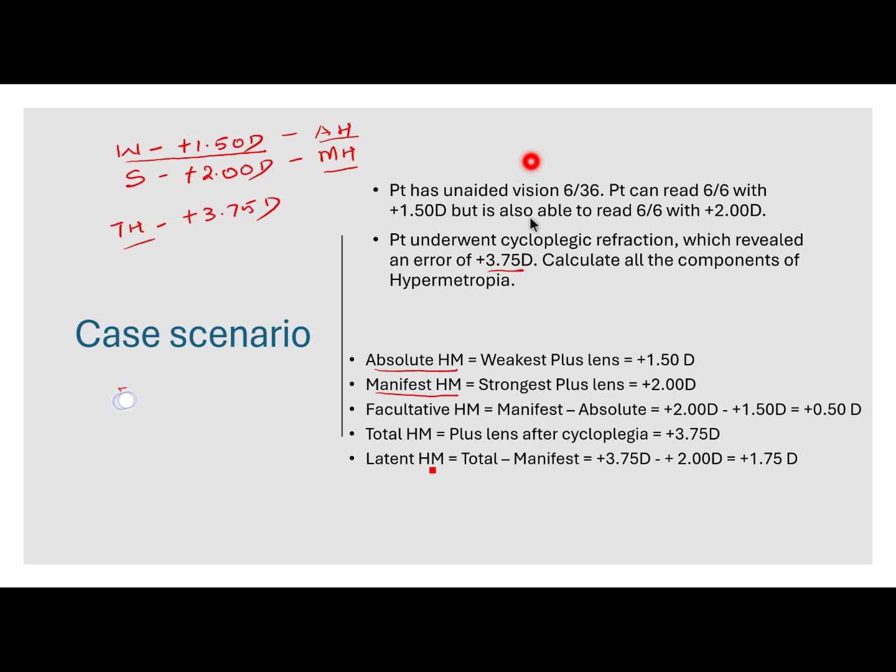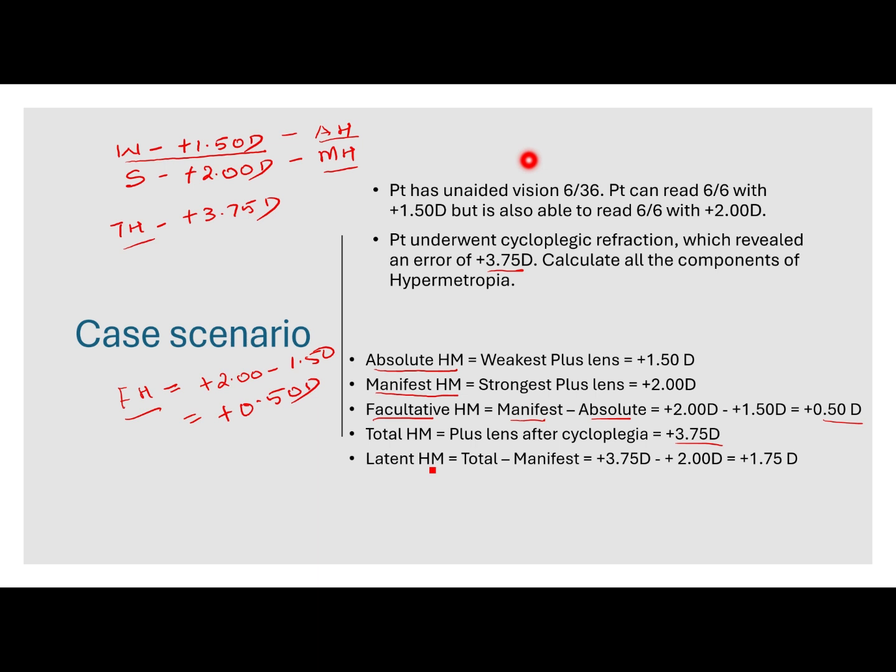So how do we find facultative hypermetropia? It's nothing but plus 2 minus 1.5, which will give us plus 0.5 diopters. So this is our facultative hypermetropia. So facultative hypermetropia is manifest minus absolute, and here it is plus 2 minus 1.5, which will give us 0.5 diopters. Total we have already found out that it is 3.75.